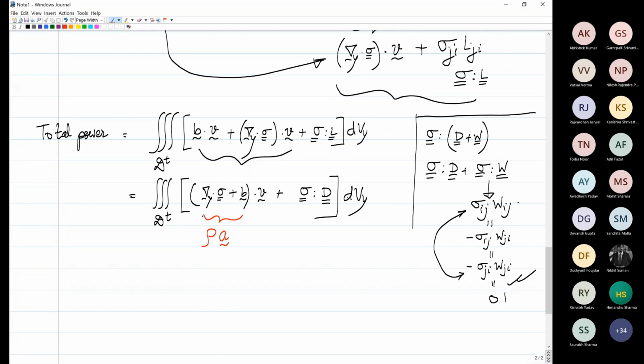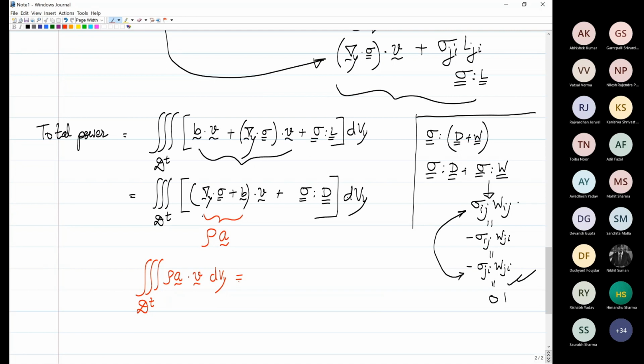Okay. Then comes the last resort, of course. So let me see what is this thing over here. Integral over dt rho a dot with velocity dvy. So we are just slightly away from the final result.